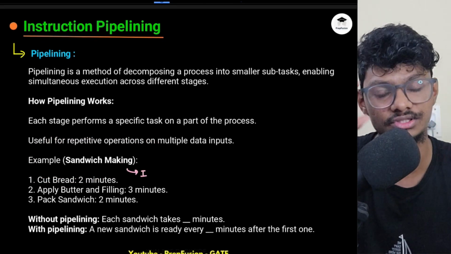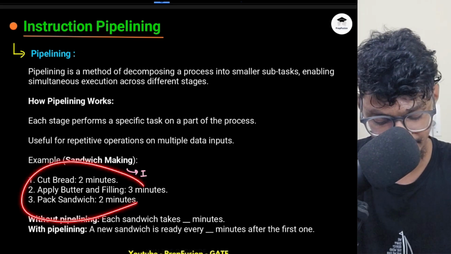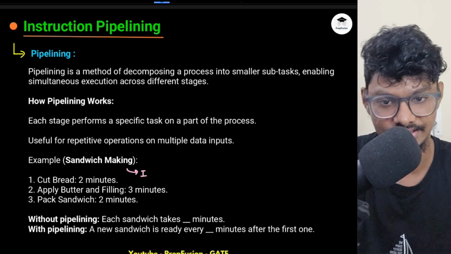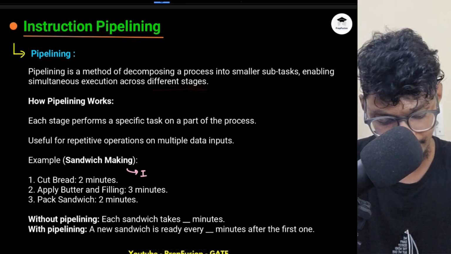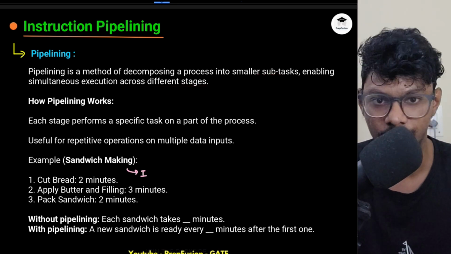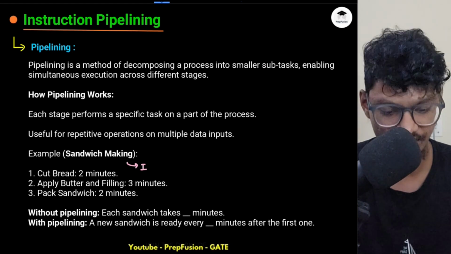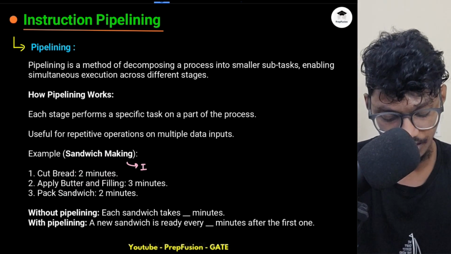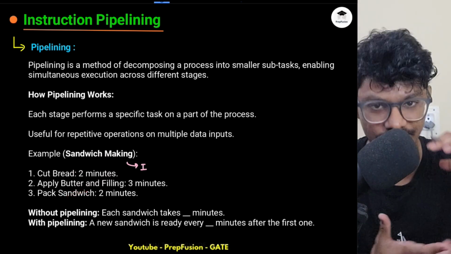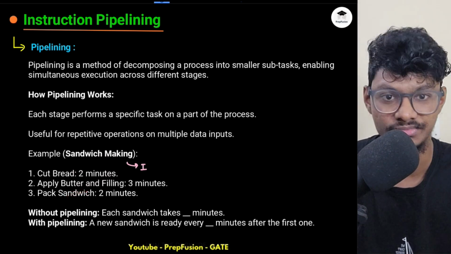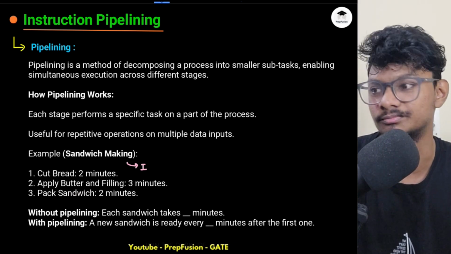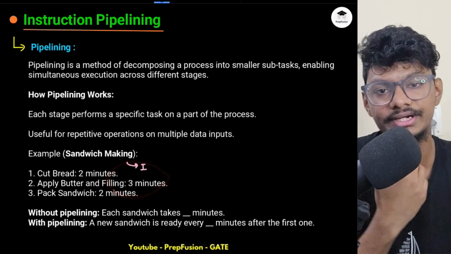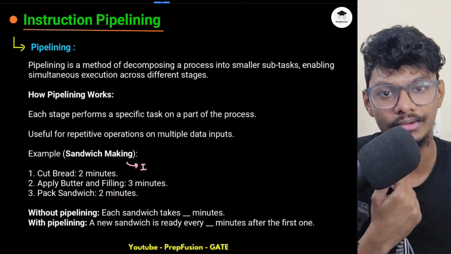And I have broken down my instruction into small stages. These are known, in technical terms, as pipeline stages. Here they have also told different stages, or you can also say subtasks. To make a sandwich, first you have to cut the bread. It takes around 2 minutes. Then you have to apply butter and filling inside the sandwich, whatever filling you want, like chicken filling or paneer filling or only vegetable filling. Anything between those 2 slices, you fill that. Let's say it takes around 3 minutes.